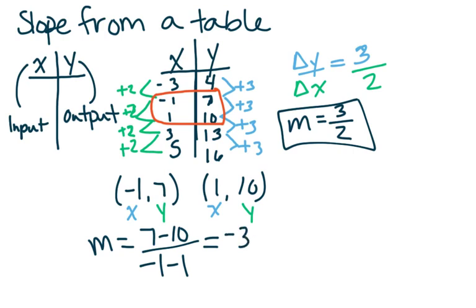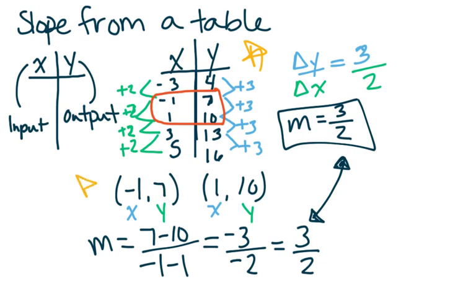7 minus 10 is negative 3. Negative 1 minus 1 is negative 2. Two negatives divided by each other make a positive. Notice that these both match. Either way you can do it. So if you prefer to do it this way with the table, where you prefer to just find the change in y and change in x, that's totally fine. Or if you prefer to pull out the 2 points, because that seems to be easier for you, you are more than welcome to do that. All right, so let's go ahead and do another table. I want to keep in mind that it doesn't matter if your table is horizontal or vertical.